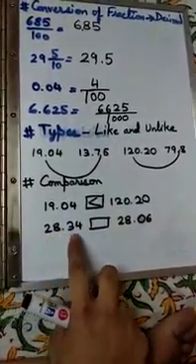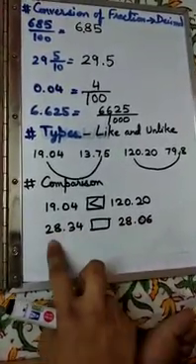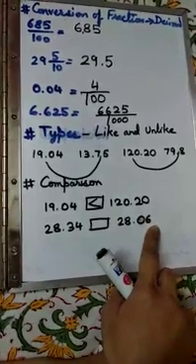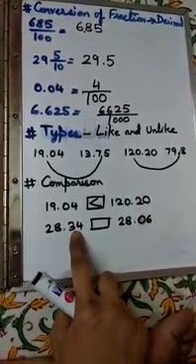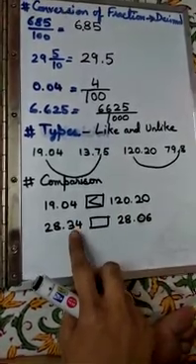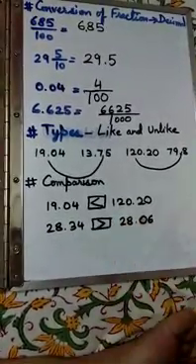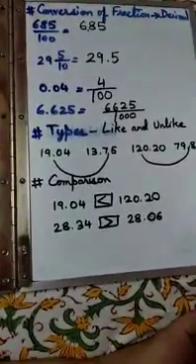Next numbers are 28.34 and 28.06. Which is greater? Since the whole number is the same, compare the decimal digits. The decimal digits are like, yes, 34 and 06. 2 decimal digits are there. Now, whether 34 is greater or 06? Obviously 34. So this one is greater.